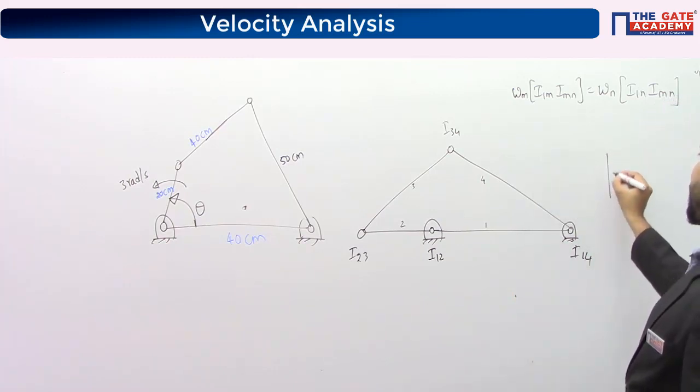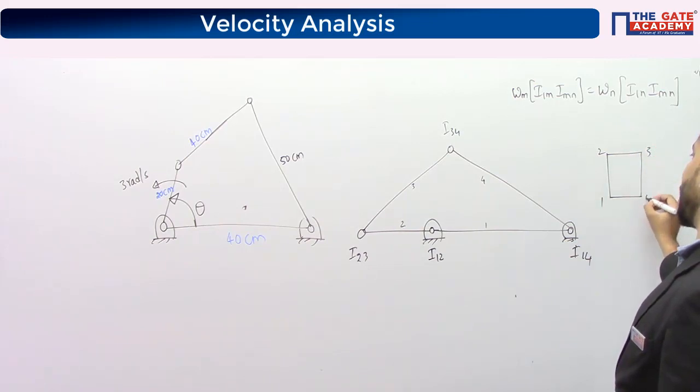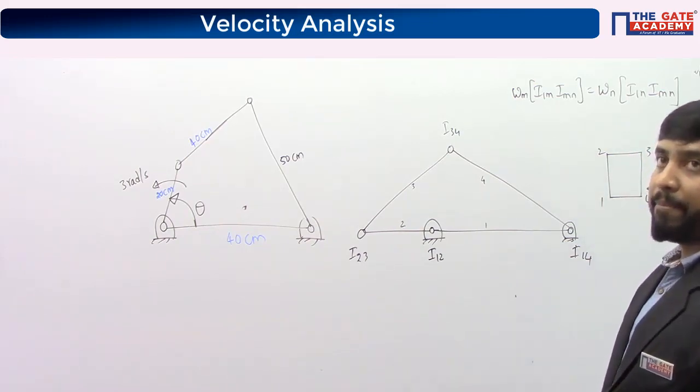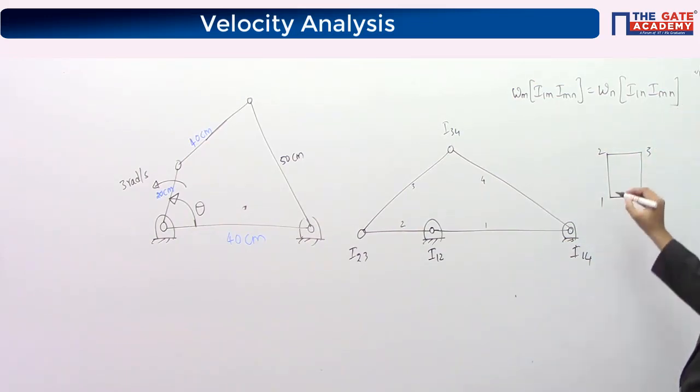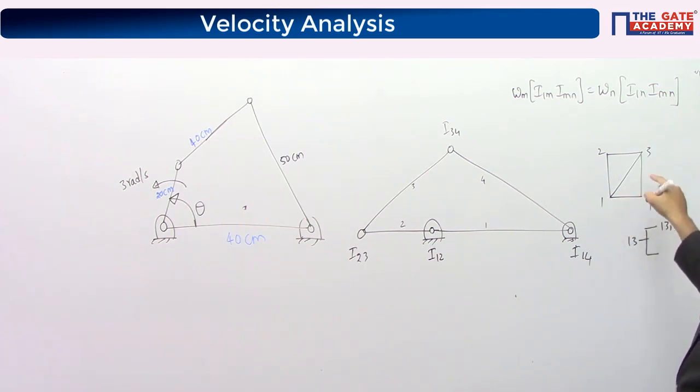You draw a polygon having number of sides equal to the number of links. So there are 4 links, and I am drawing a polygon with 4 sides. Try to look at the remaining eye centers. I want to look at I13. See how can I go from 1 to 3? 1 to 3 can be reached via 1 to 2 and 2 to 3, or via 1 to 4 and 4 to 3.